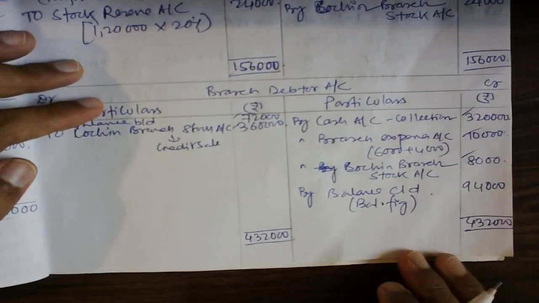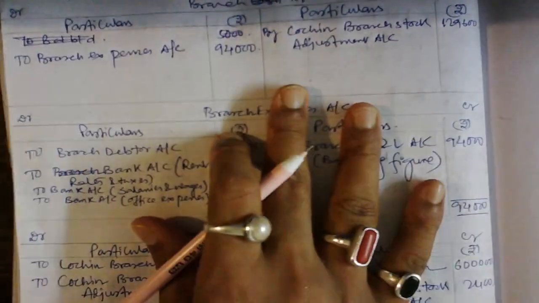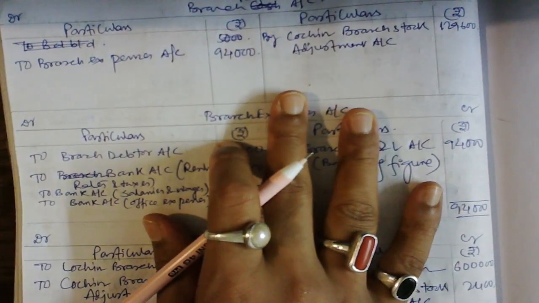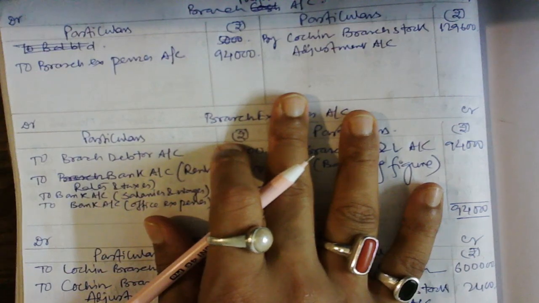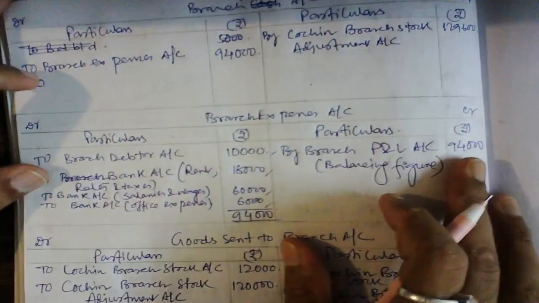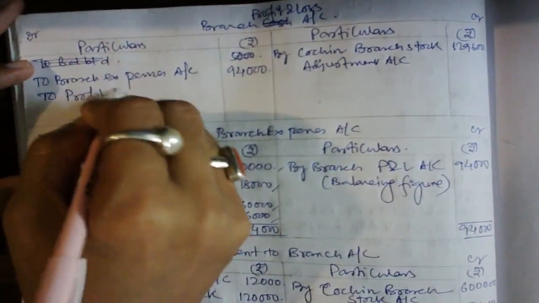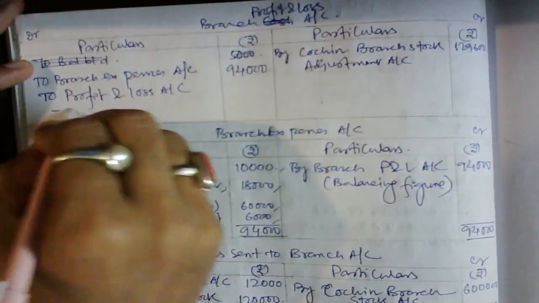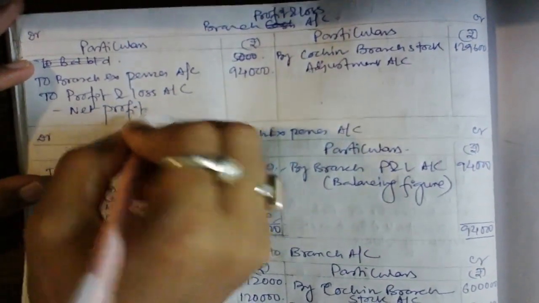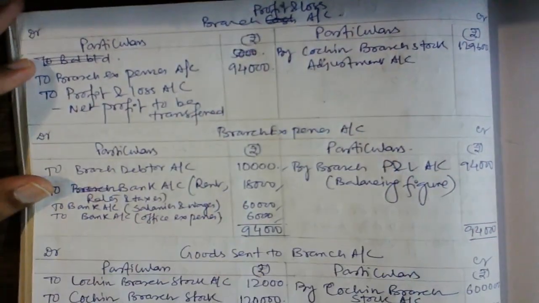So now after this we have to close the goods sent to branch and branch P&L. Okay, we have to close the branch P&L and goods sent to the branch. In the branch P&L, I don't think any adjustment is left. Correct. Almost all the adjustments that are required, we have already done. Perfect. So now we can close it. To profit and loss account: any amount as a balancing figure in the P&L represents the net profit. We know that, sir. So here you can write profit and loss account, net profit to be transferred.